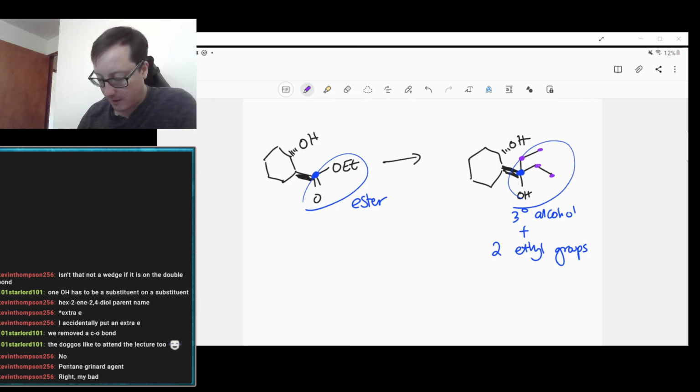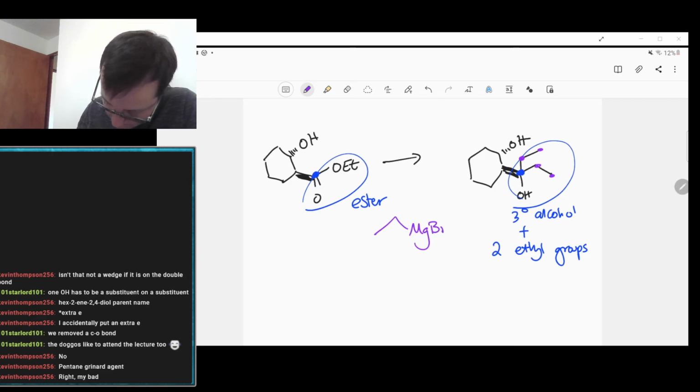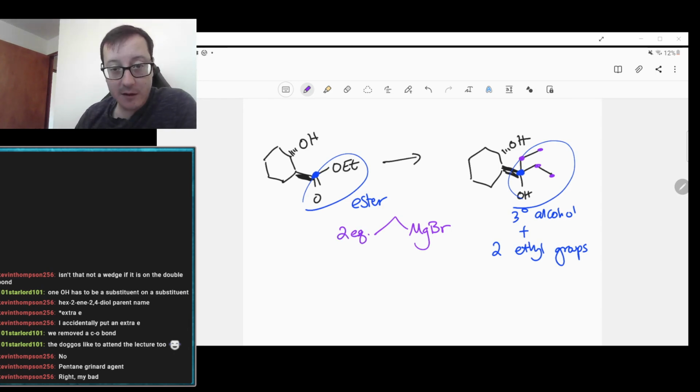So we think, how do we end up adding two carbon units to an ester? Well, we know that Grignards add twice to esters. And so probably somewhere in here, we have at least two equivalents of an ethyl Grignard reagent, because that would turn our ester into this tertiary alcohol with two ethyl groups.